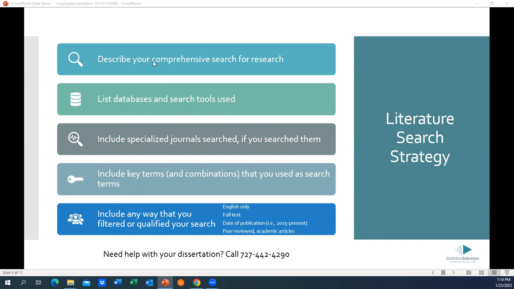So you want to highlight in your search that you focus predominantly on obtaining peer-reviewed material. All right, that's going to be important. And that just means that before the material is published, it's sent to blind reviewers or judges who are experts in the field.